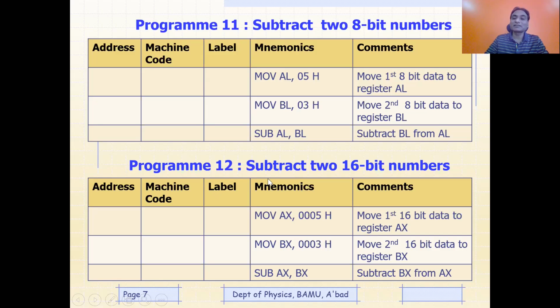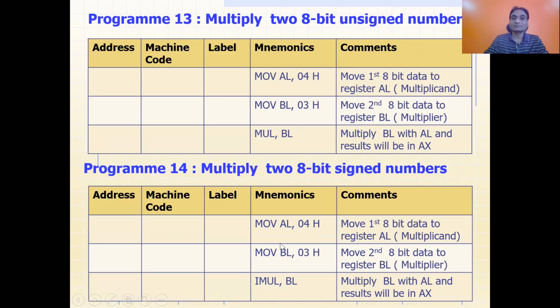Now, the next program is subtraction of 2 16-bit numbers. This is subtraction of 2 8-bit numbers. This is subtraction of 2 16-bit numbers, whereas here, instead of only 8-bit registers, we are going to consider 16-bit registers. The rest of the thing will be the same. Next is multiplication: multiply 2 8-bit unsigned numbers.